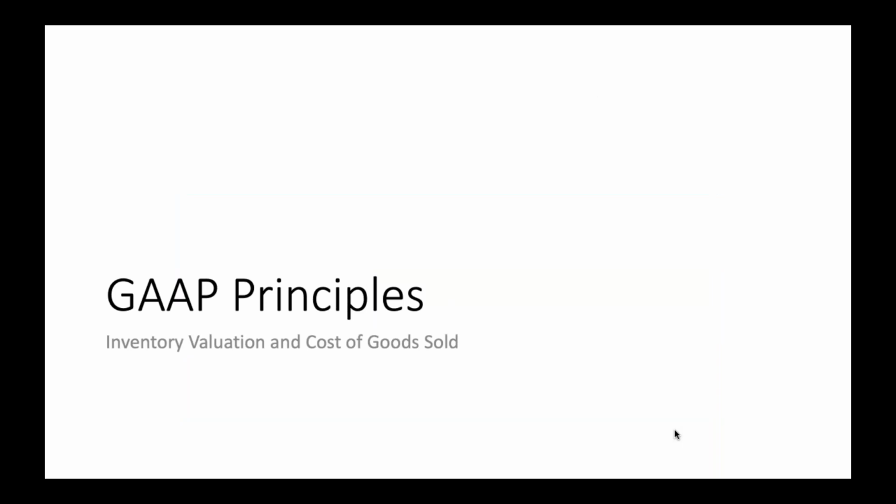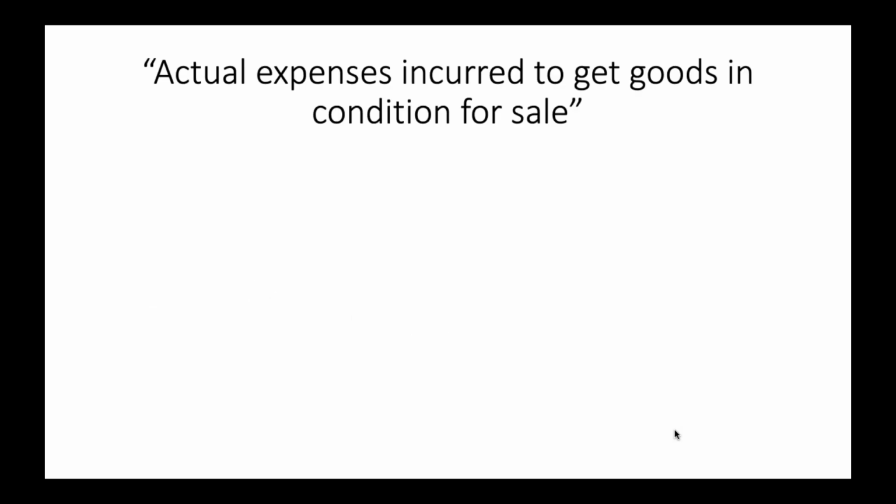So let's talk about the GAAP principles. What does GAAP say about inventory valuation and cost of goods sold? I really did what I would call a geeky thing a few years ago. I found the actual FASB standard and I read it because I wanted to just see exactly what it says about inventory. And it's sort of interesting. I'm trying to summarize things here.